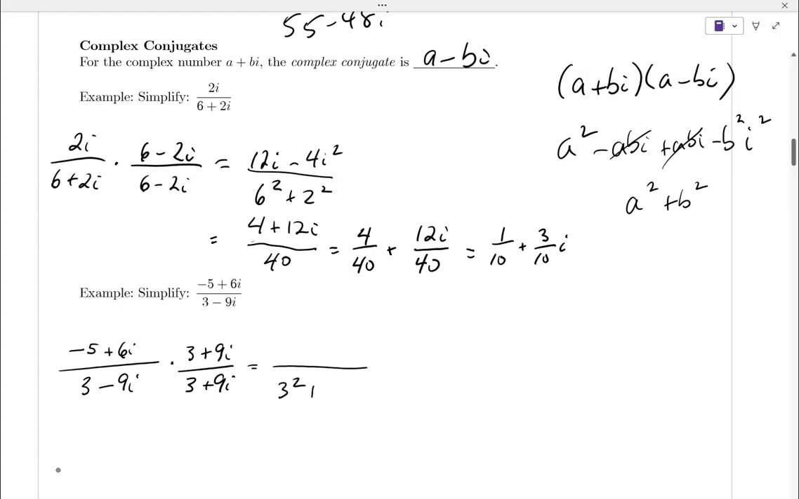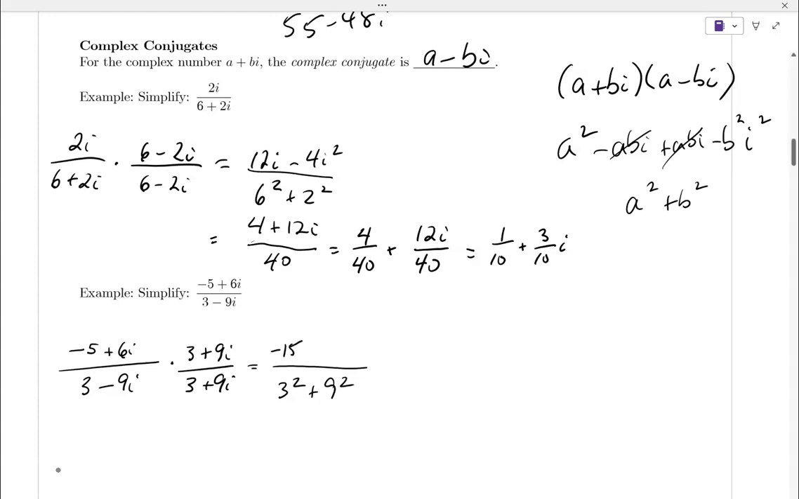3 squared plus 9 squared. Again, we have A plus BI times A minus BI. It's A squared plus B squared. Same way every time. What do we get on top when you multiply it out?